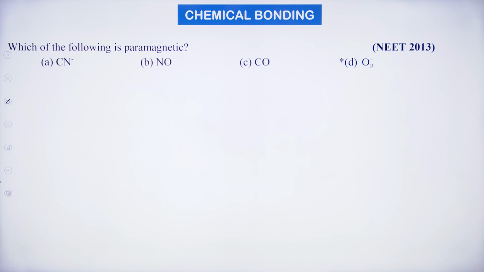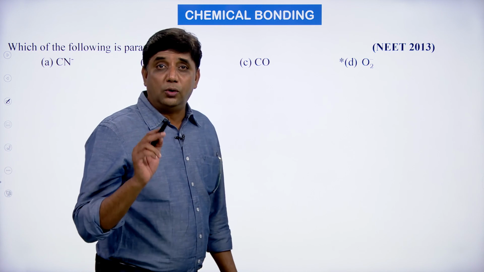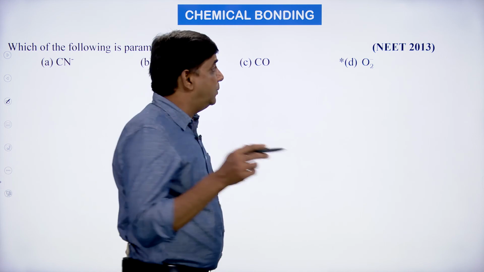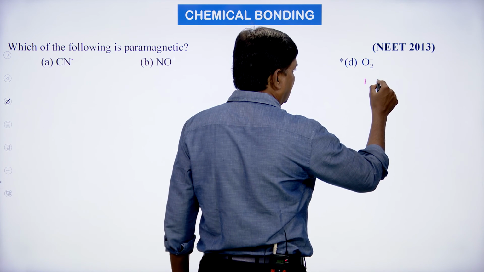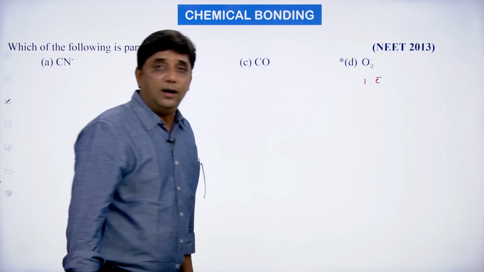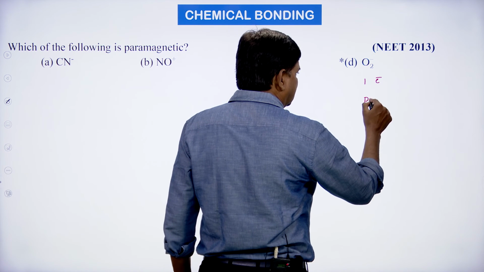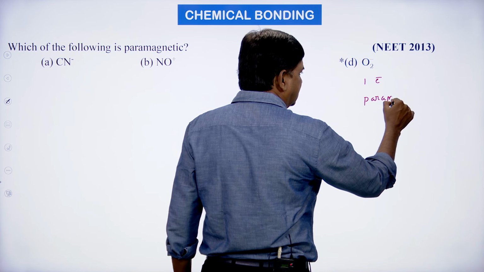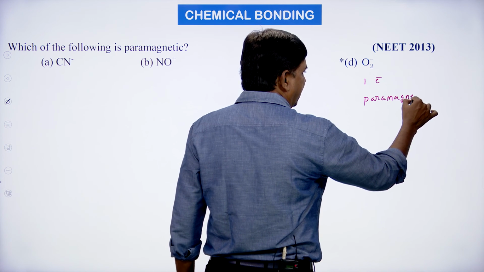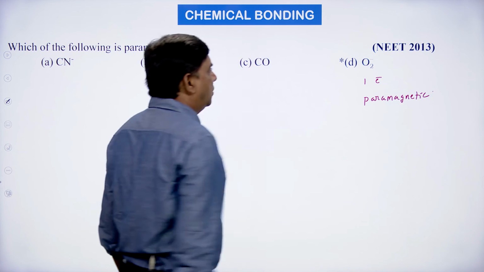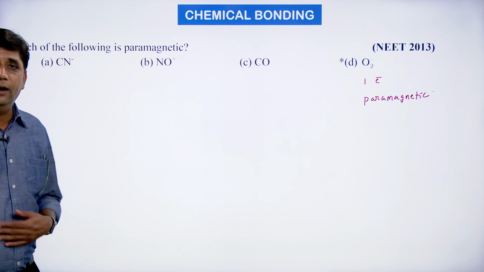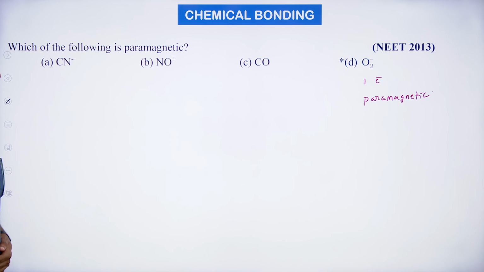Which of the following is paramagnetic? O2 contains 2 unpaired electrons, O2 minus contains 1 unpaired electron. So as it contains 1 unpaired electron, that is paramagnetic in nature. We have done all this. That is the reason why for each and every species we have discussed the magnetic nature also. So O2 minus contains 1 unpaired electron and it is paramagnetic in nature.